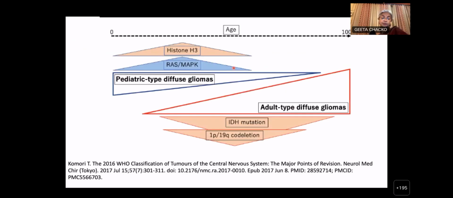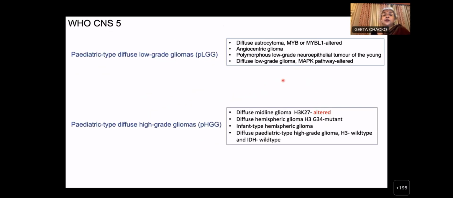So a little bit about pediatric type gliomas. This comes under the diffuse group of tumors. Most often have MAP kinase pathway alterations, particularly in the low grade. This shows you that pediatric type tumors can occur in adults, and adult type tumors can occur in children. So there is no hard and fast rule, but the frequency is different. You see adult type tumors less often in children, and less often you see pediatric type tumors in adults. So let's focus only on the low grade.